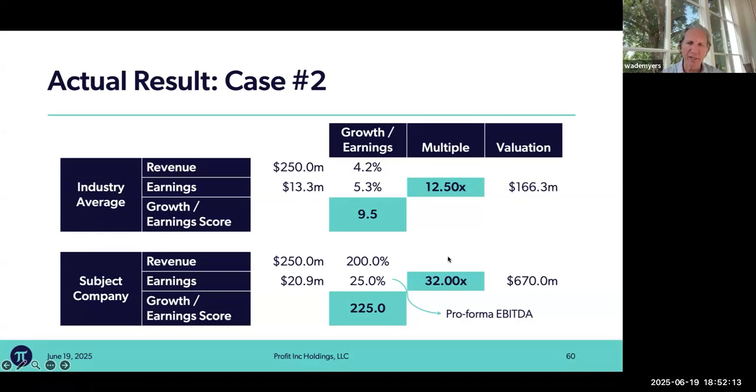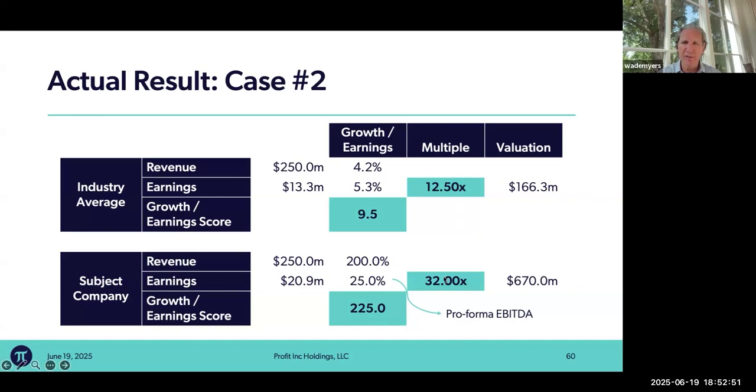In this case, we're about 2.5 times higher on the multiple because of our dramatic growth, 200% compared to 4.2%. And because of our ability on a run rate stable basis to extract 25% EBITDA versus 5.3%. And so note the growth earnings score 225 compared to only 9.5. Now, 32 times earnings is kind of a crazy multiple. That's a wow. But if you look at the difference here in growth and earnings and what we were able to perform at, that's what drove the multiple expansion.